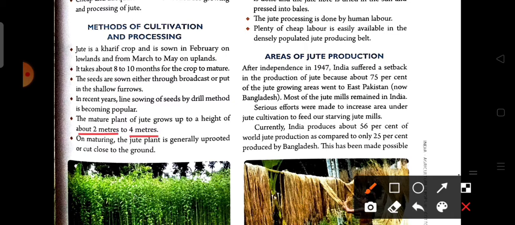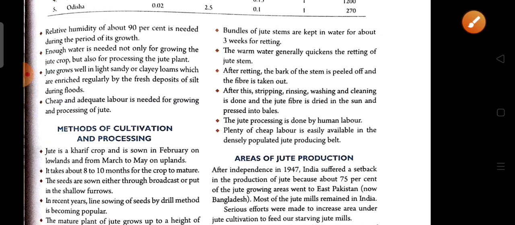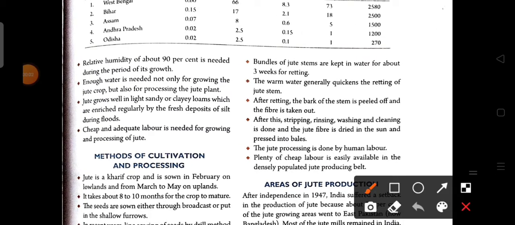On maturing, the jute plant is generally uprooted and cut close to the ground. The bundles of stems are kept in water for about 3 weeks for retting. So here we have to know what the process called retting is. Retting is a process of extracting fiber from the long lasting fiber stem. By this process it is easy to remove the fiber from its stem.